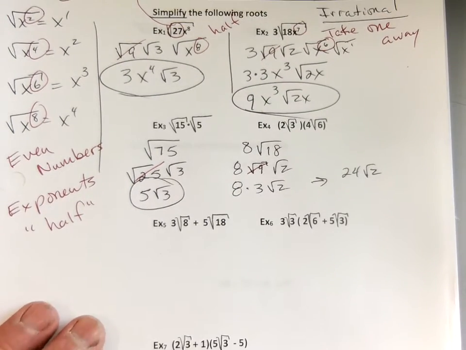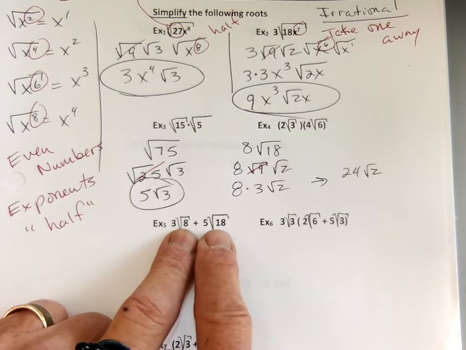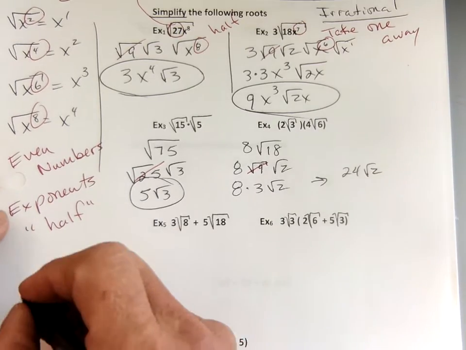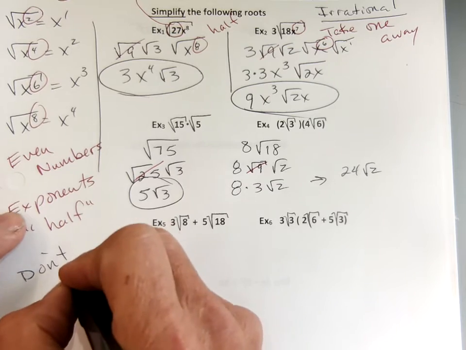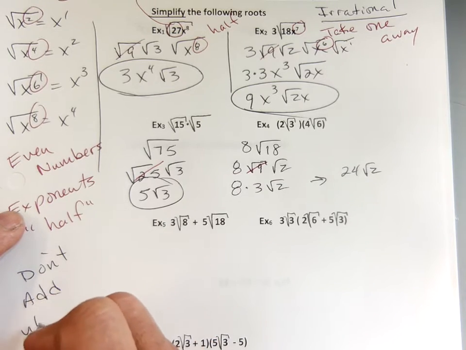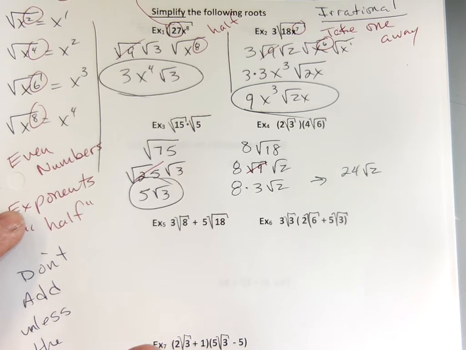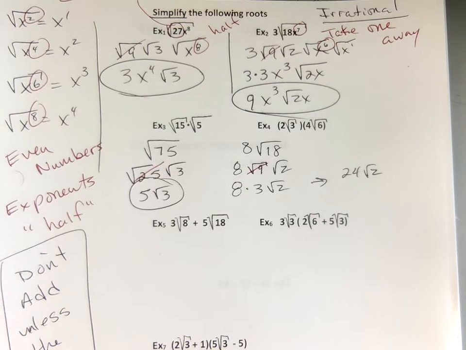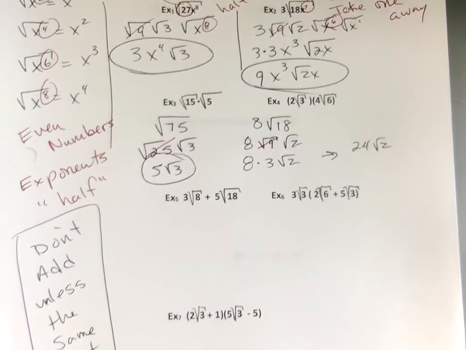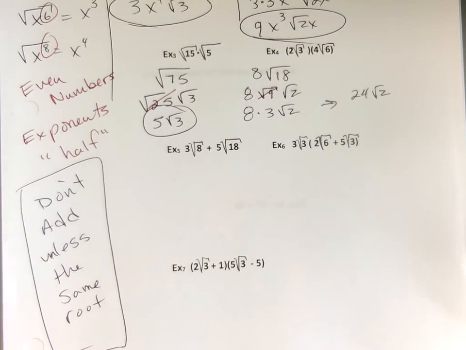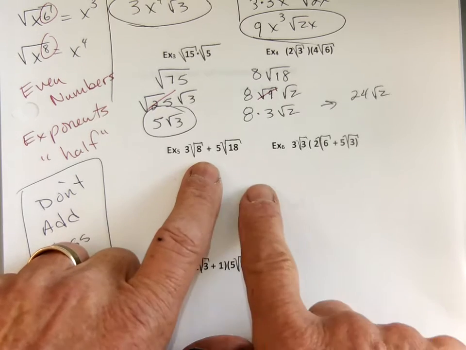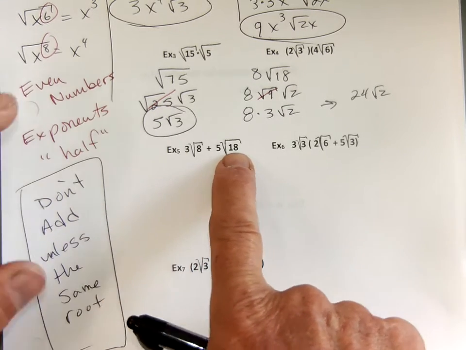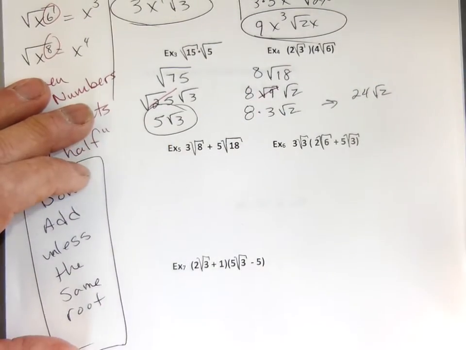Okay? All right. Example 5. You cannot add them unless they're the same. Okay? Cannot add. Don't add unless the same root. Okay, that's the same root, okay? So I can't add these two. Don't add them unless they're the same root, okay? But I can change them. So I can't add square root of 8 to square root of 18, but maybe I can reduce them, okay? So I'm going to try and reduce them.